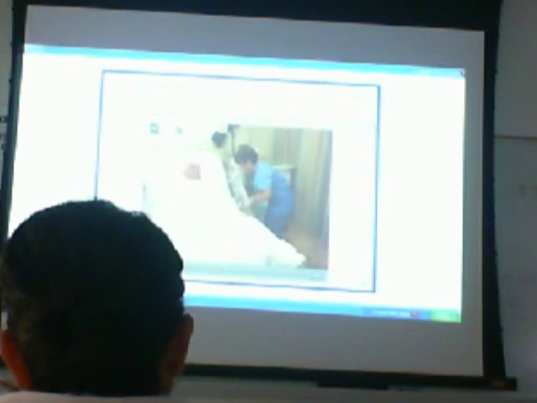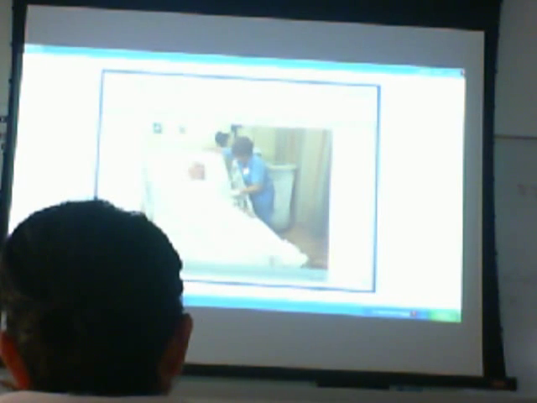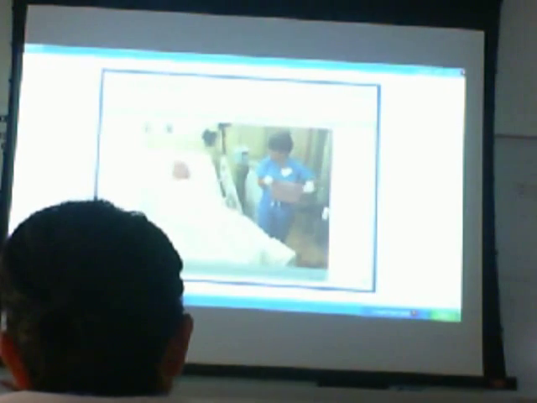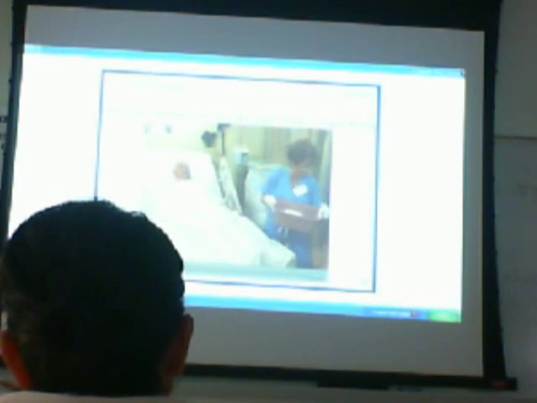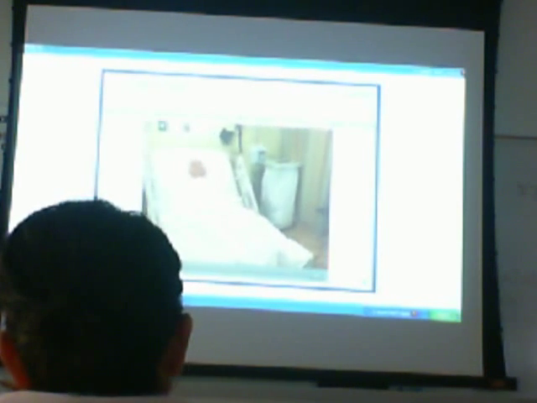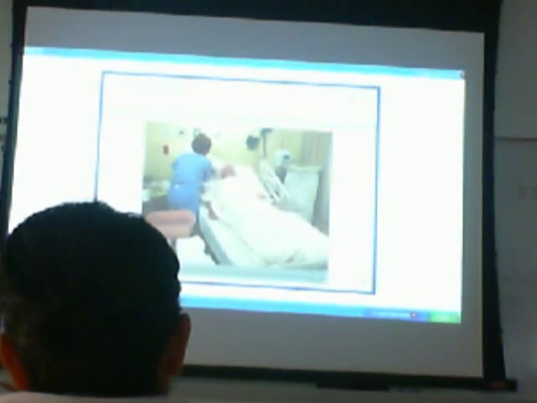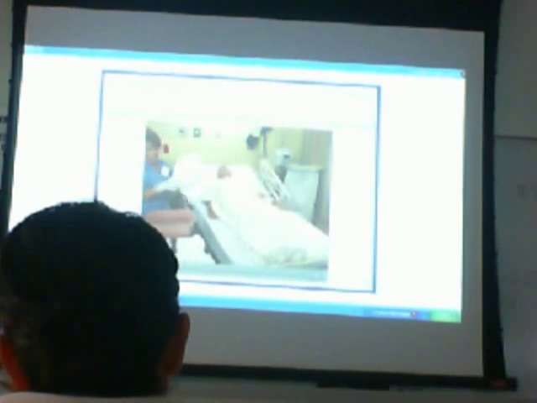After raising the side rail, change the bath water. Get some fresh water, I'll be right back. With fresh bath water at hand, lower the side rail and help the patient into a prone or side-lying position.